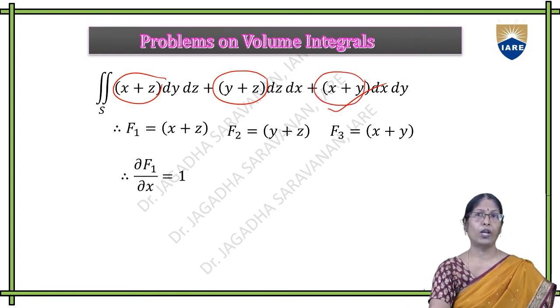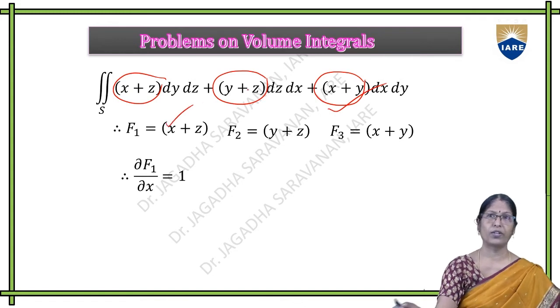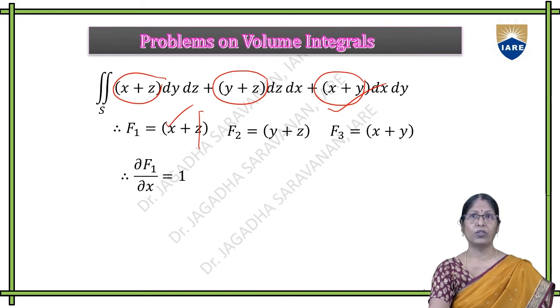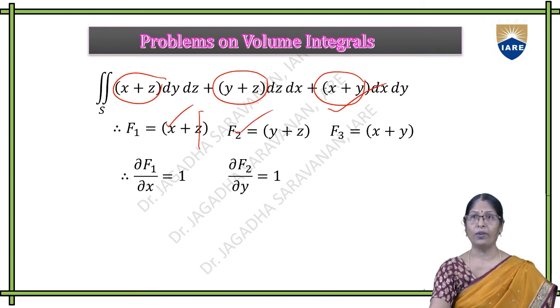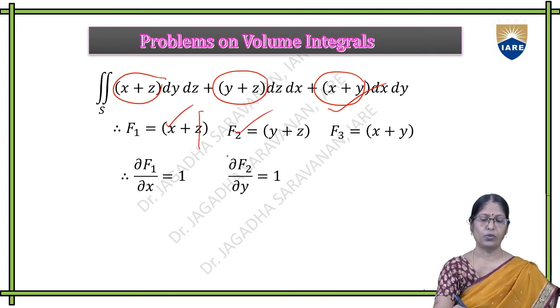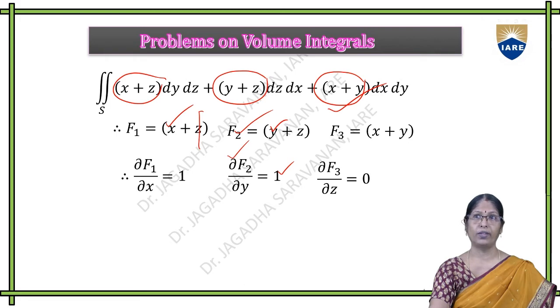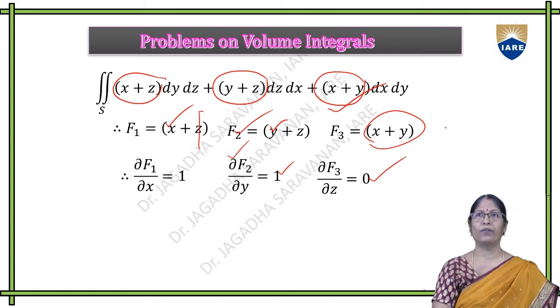So, dou f1 by dou x. If we differentiate partially, the derivative of x is 1, and z is treated as a constant, so we neglect it because we are concentrating only on the x variable. For f2 with respect to y, we do partial differentiation, because dou represents partial differentiation. Here the derivative of y is 1. Next, dou f3 by dou z. There is no z term at all, so the result is 0.